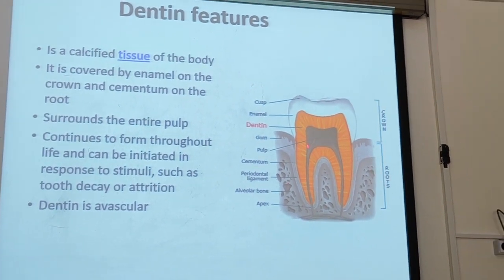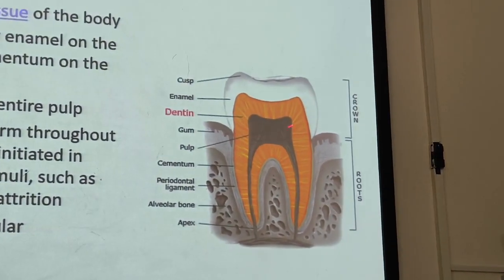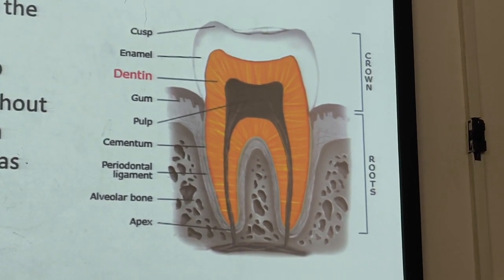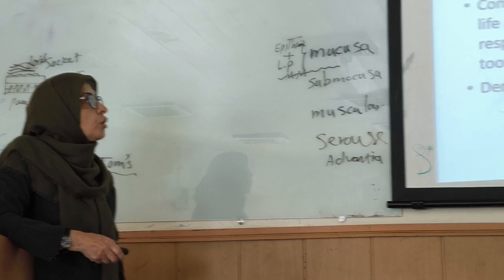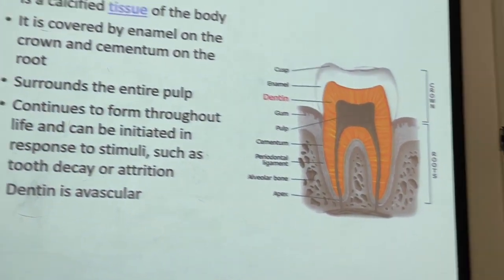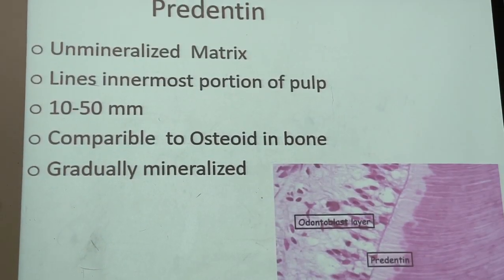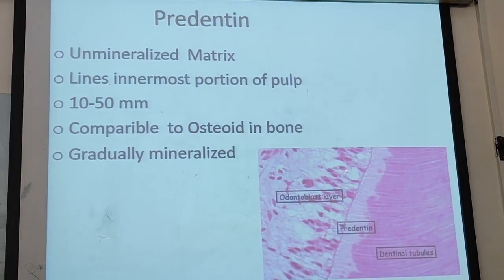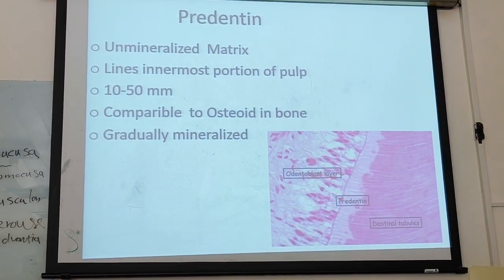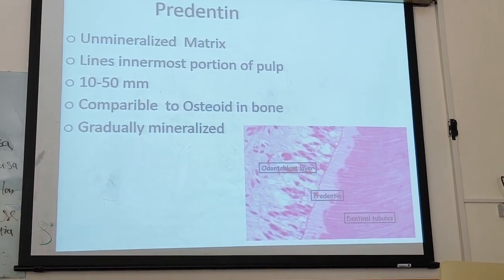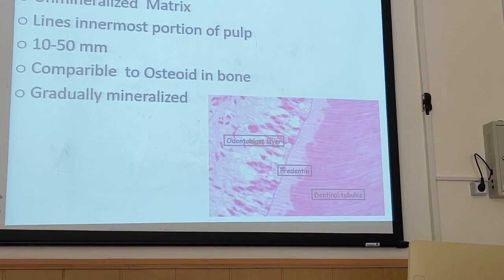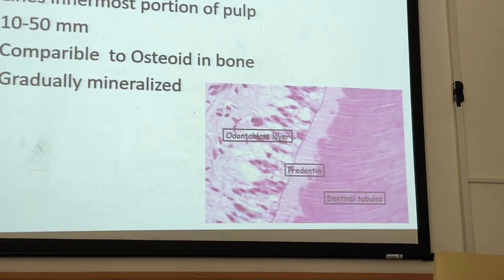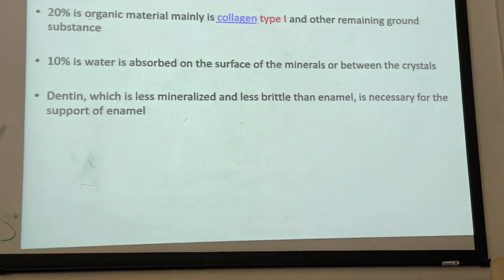The dentin surrounds the pulp cavity. The cells that produce dentin are odontoblast cells, and these cells also have a columnar shape. Odontoblast cells are located in the peripheral part of the pulp.